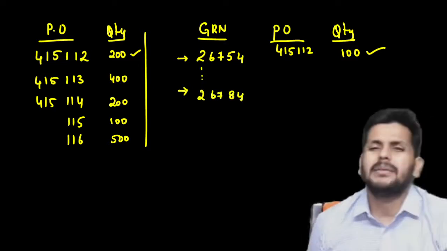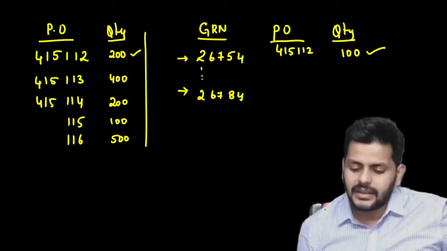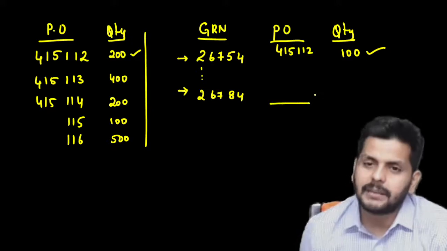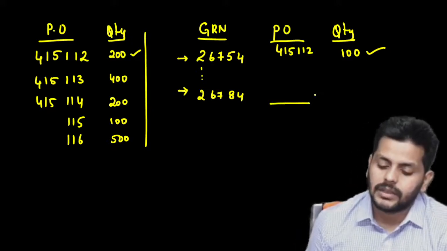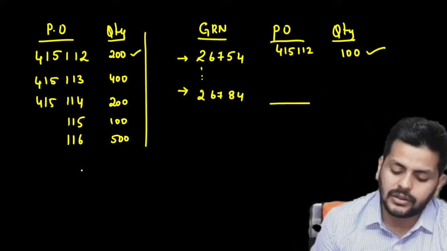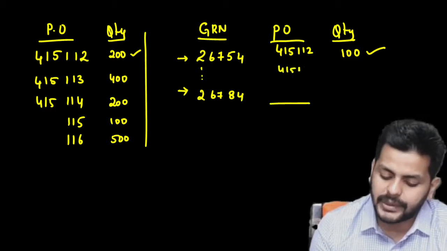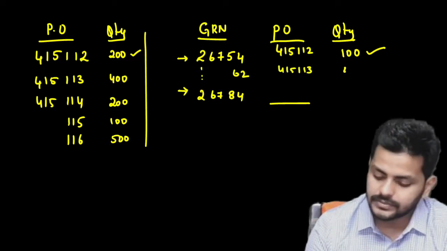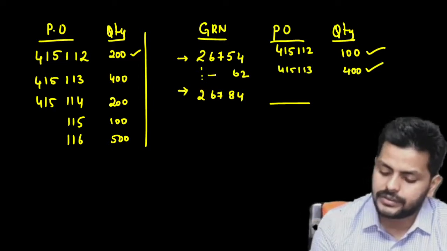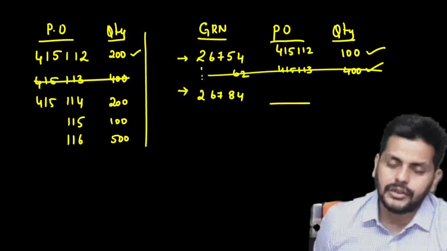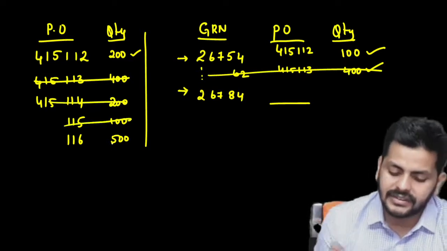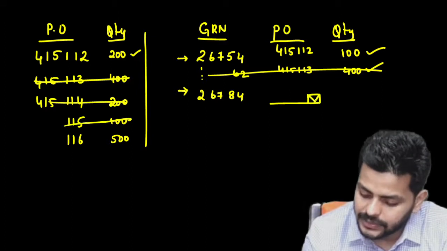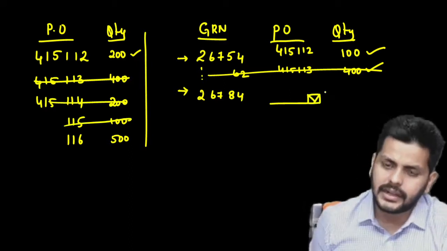Now we are at GRN 26784, maybe 30 GRNs later. Let it be any time. Now tell me, which PO number will come here? Several POs might have got done, no? So in the meanwhile, we received 415113 under some GRN. We received 400 quantity. So this is done completely. This PO is also fulfilled. Like that, some orders are fulfilled, some are pending. Now, a few days later, let's say here you have a drop down like this, and you click the drop down.